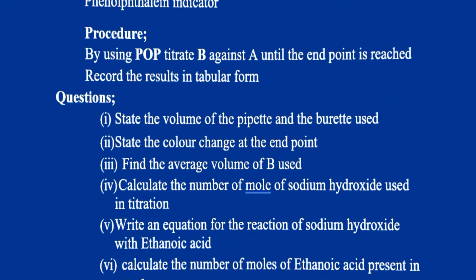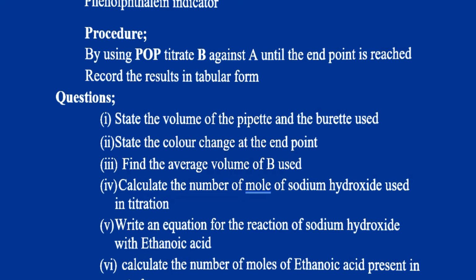You are supposed to put B, that is acetic acid, in a burette, and solution A you are going to use in a conical flask, measured by pipette. Then you perform titration until the end point of the reaction is reached. After performing pilot experiment, experiment number 1, 2 and 3, we record the results in tabular form. That is very important to note.